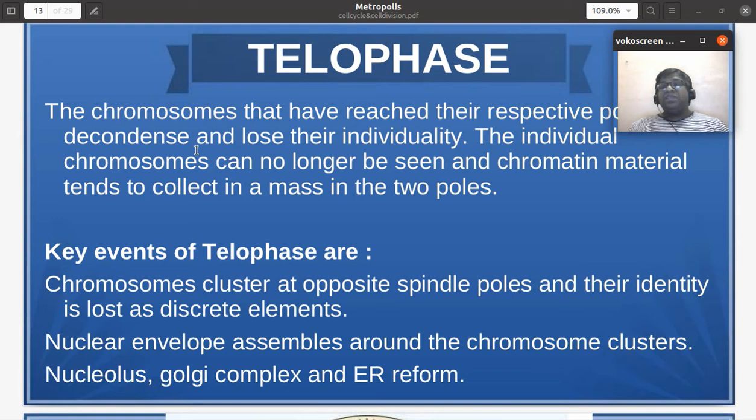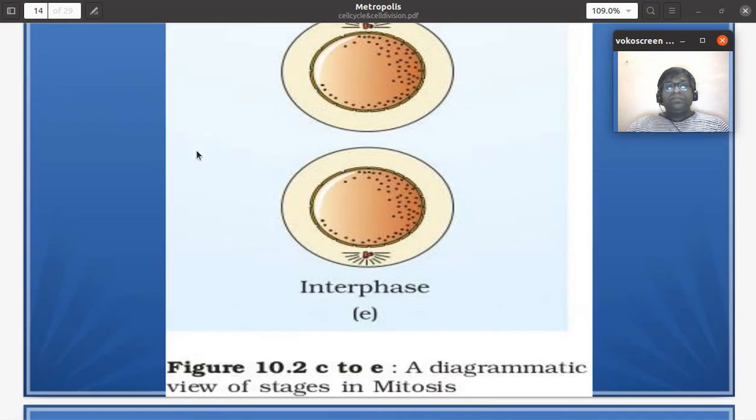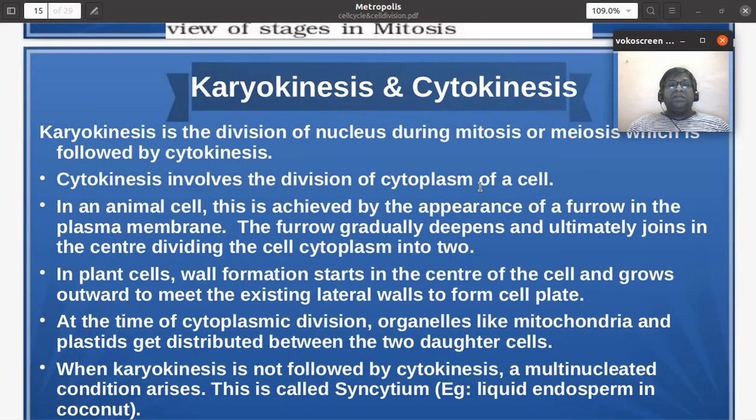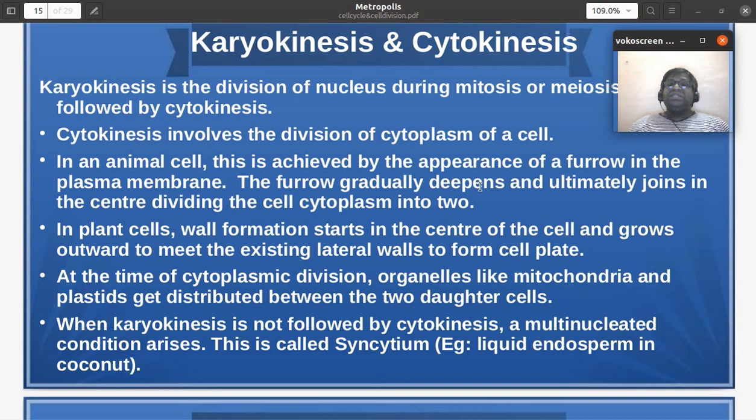Now after telophase, they immediately enter into cytokinesis, that is division of cytoplasm. After cytokinesis, they enter again into interphase. So the cycle continues. So karyokinesis is the division of nucleus during mitosis or meiosis, which is followed by cytokinesis. Cytokinesis, as I've already told you, is the division of the cytoplasm of a cell.